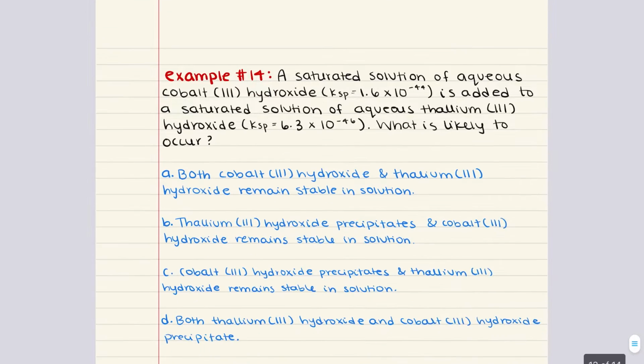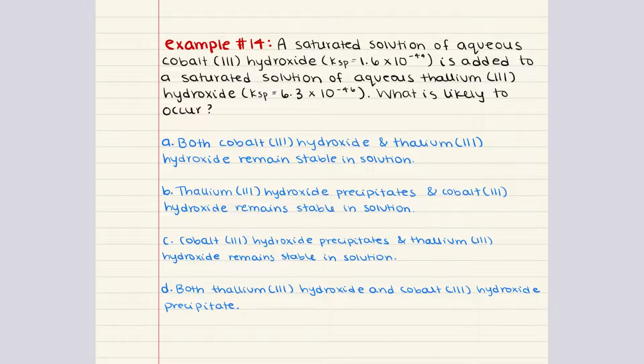Let's move on to 14. Problem 14 says a saturated solution of aqueous cobalt-3 hydroxide is added to a saturated solution of aqueous thallium-3 hydroxide. What is likely to occur? And we're also given the KSP for each of these species.